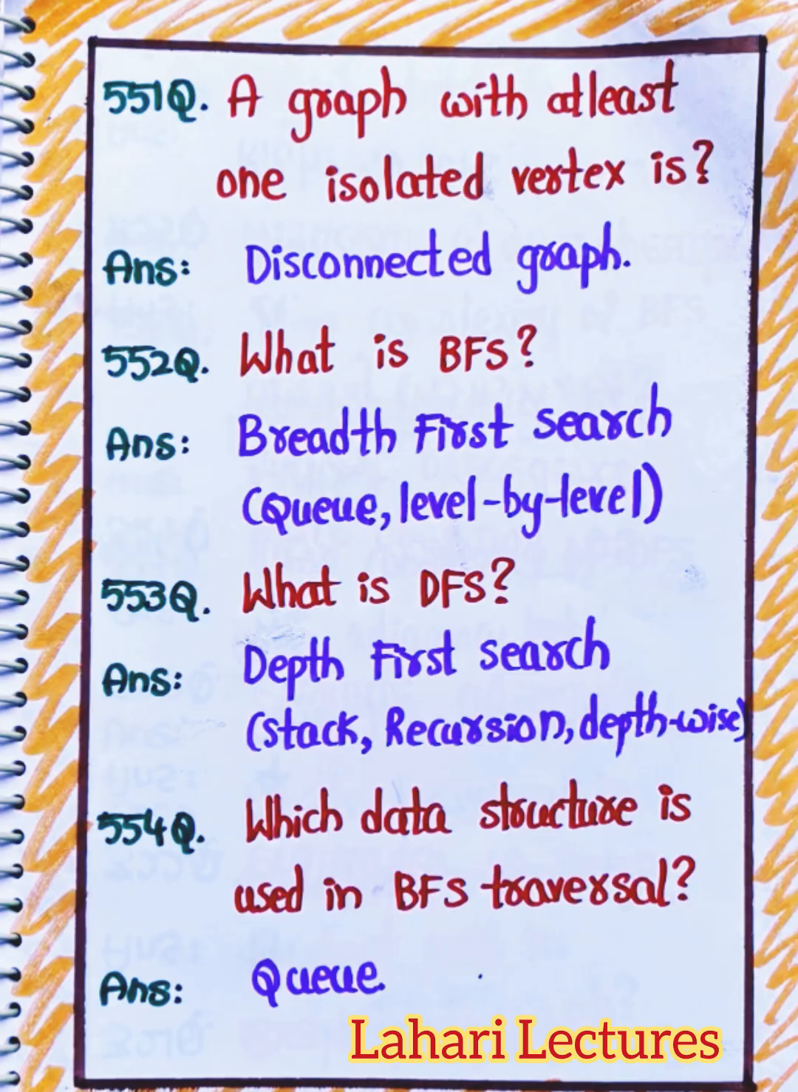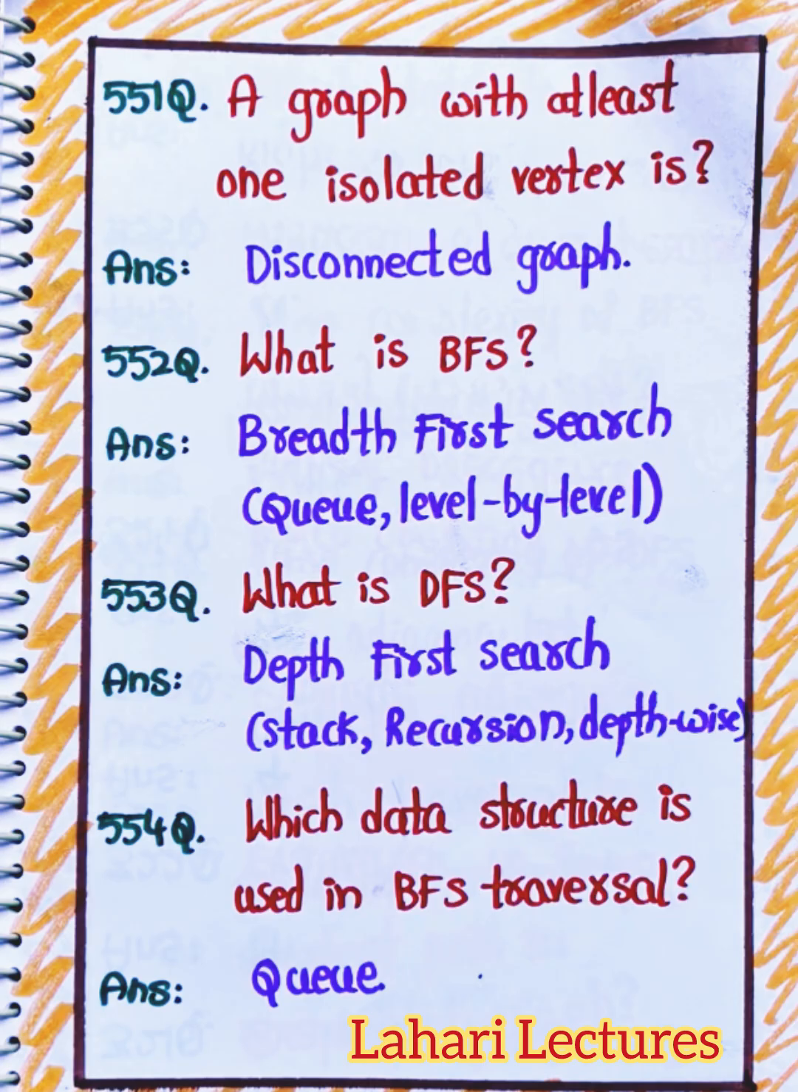Let's watch. First question: A graph with at least one isolated vertex is a disconnected graph. What is BFS? Breadth first search. Level by level. What is DFS? Depth first search. Stack, recursion, depth-wise.